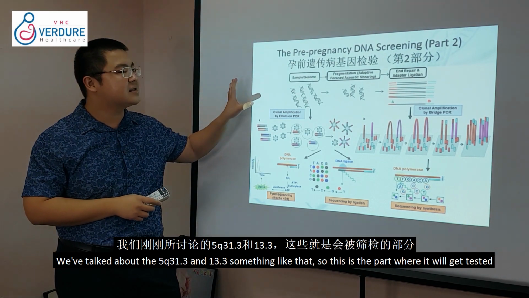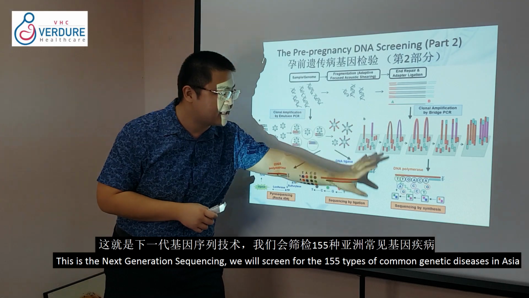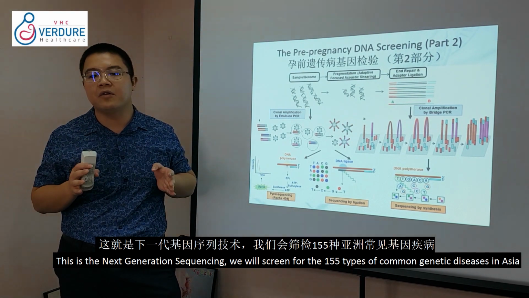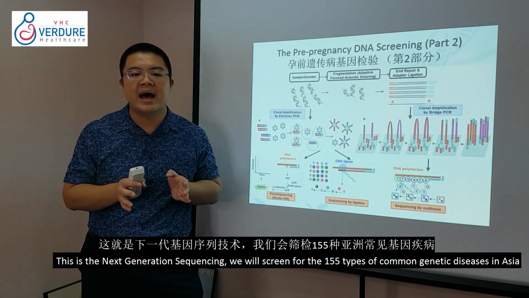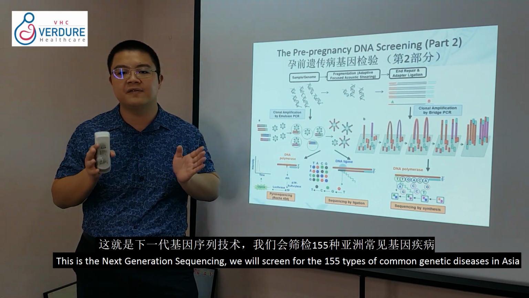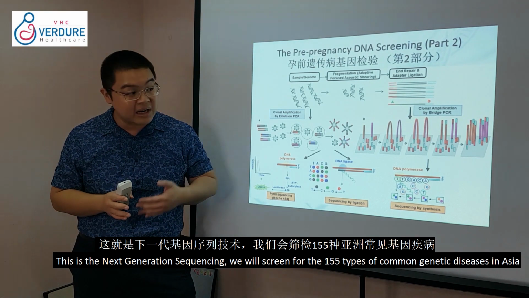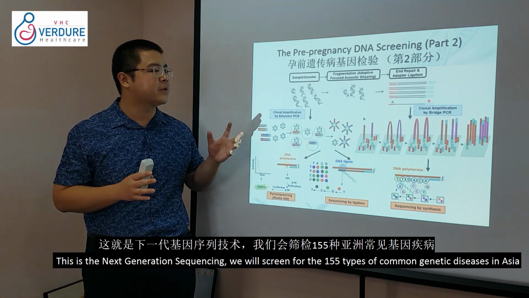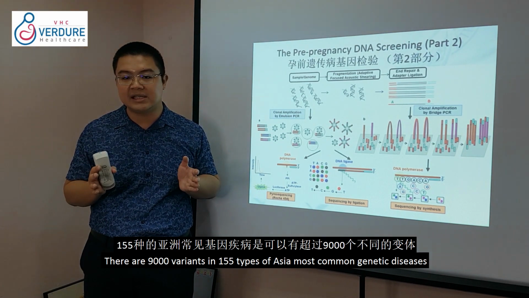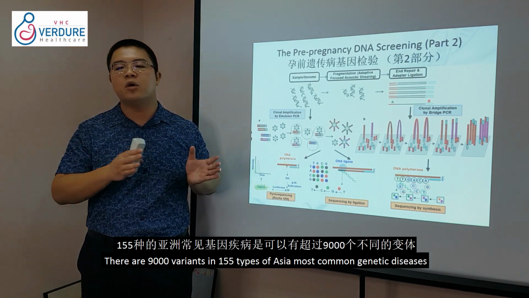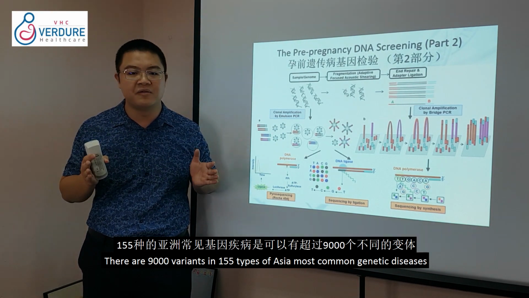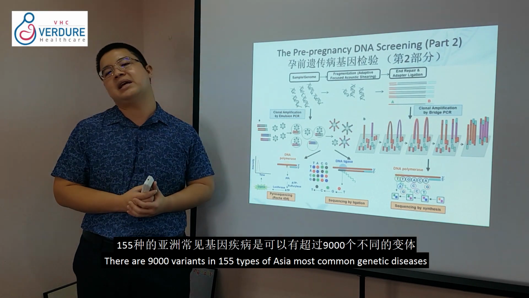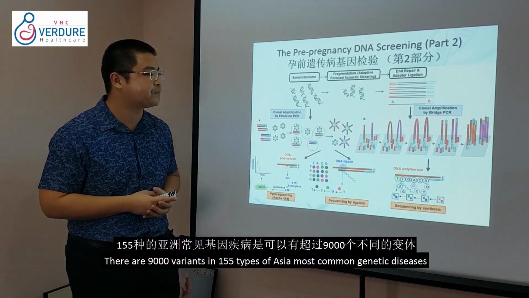So this is something called next generation sequencing, okay? So we will be testing for Asia's most common 155 genetic diseases, including the ones we just spoke about. Because every single disease has different versions, altogether there are 9,000 versions of the 155 diseases that will be tested. Quite a number of them.